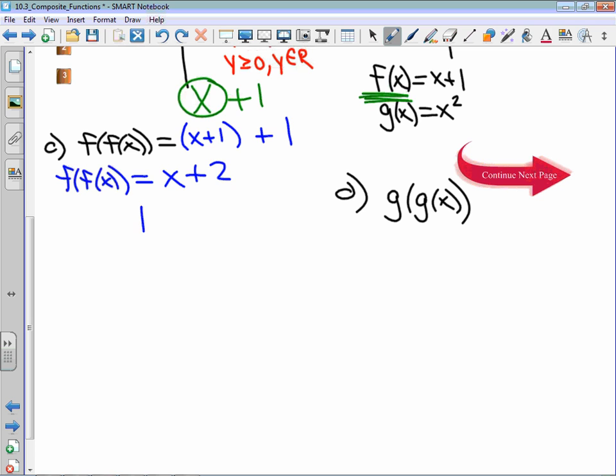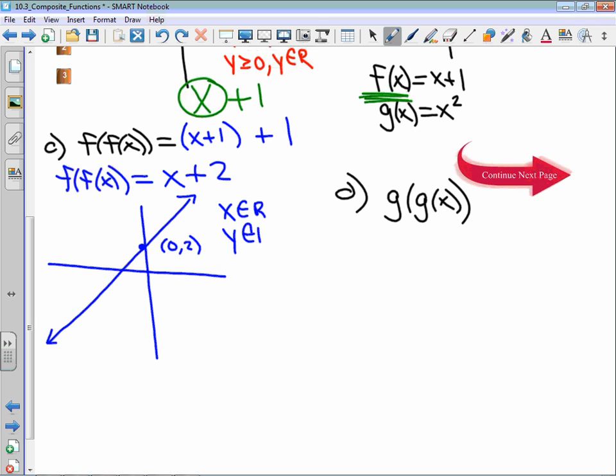And what that graph looks like is a linear line with a slope of 1 that passes through the point 0, 2. You've got to love linear equations because they are just x is an element of the real numbers and y is an element of the real numbers, unless there's some other restriction involved.